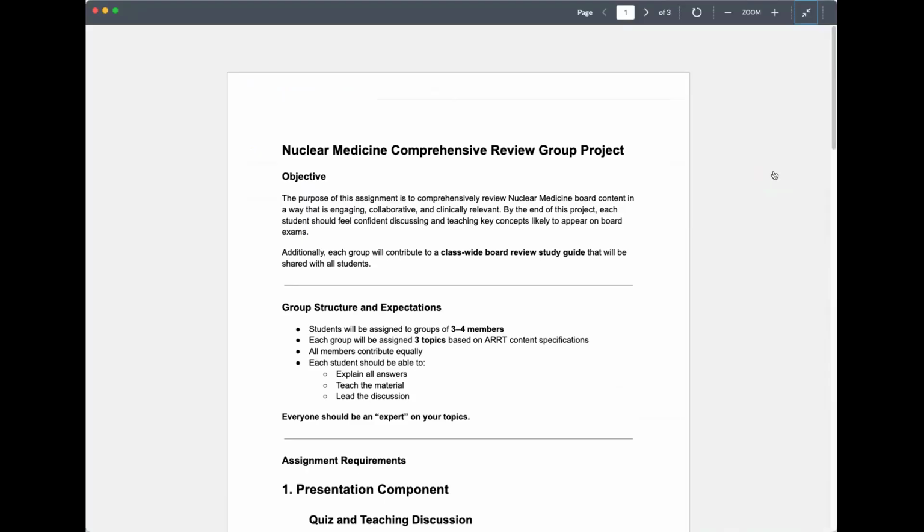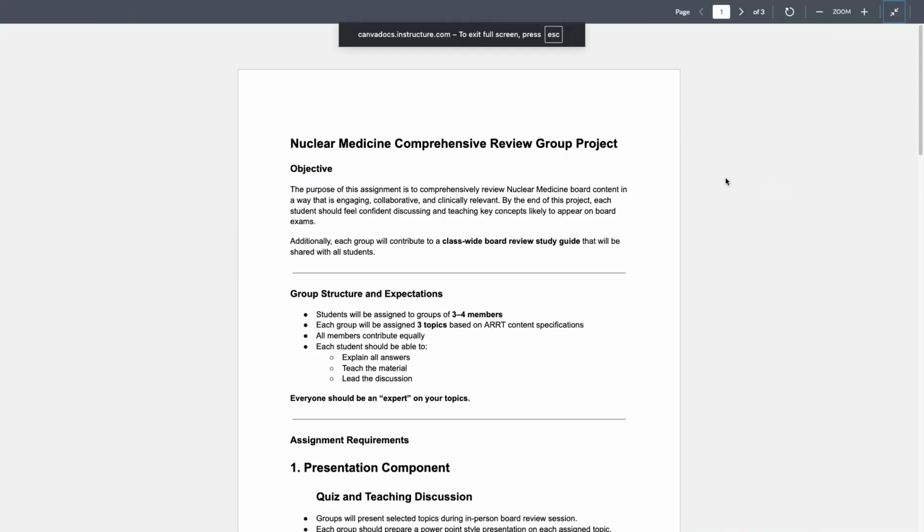So I used to take a section of the comprehensive or the ARRT content specifications, and I would just give you your own section, and I used to ask you to do a PowerPoint and present on that. And what we found over time in class is that it was good to review. It's effective in that way, but it ended up that everybody got up and did a lecture, and it got a little bit dry and boring and not a lot of class interaction.